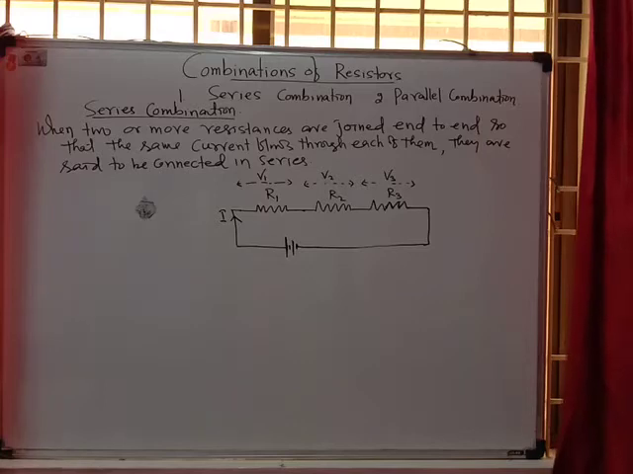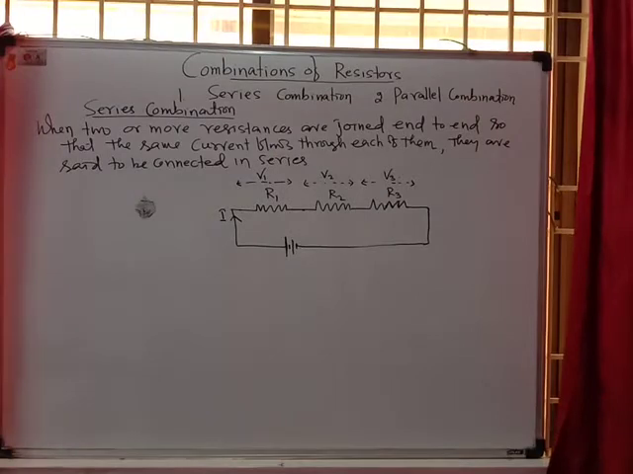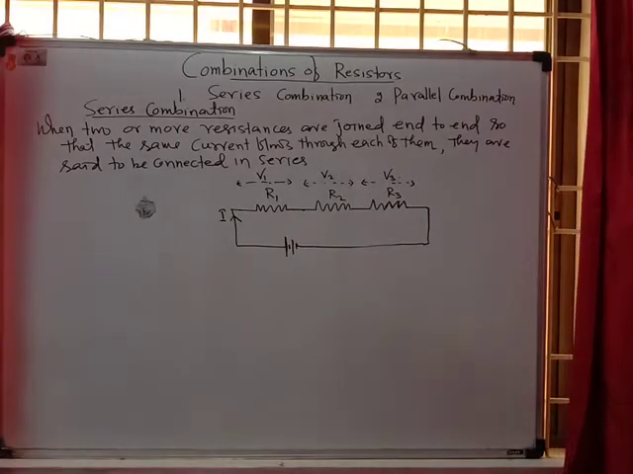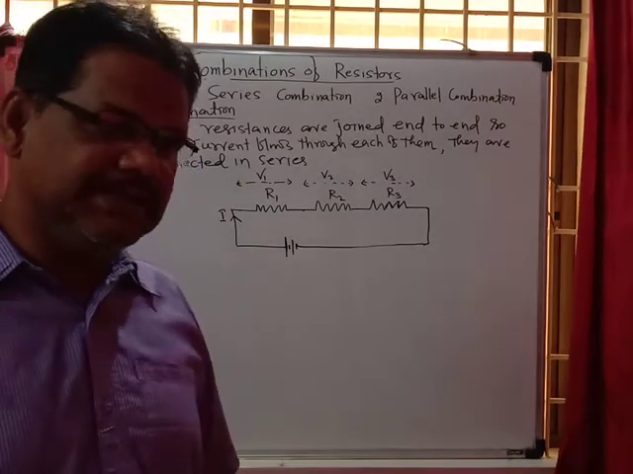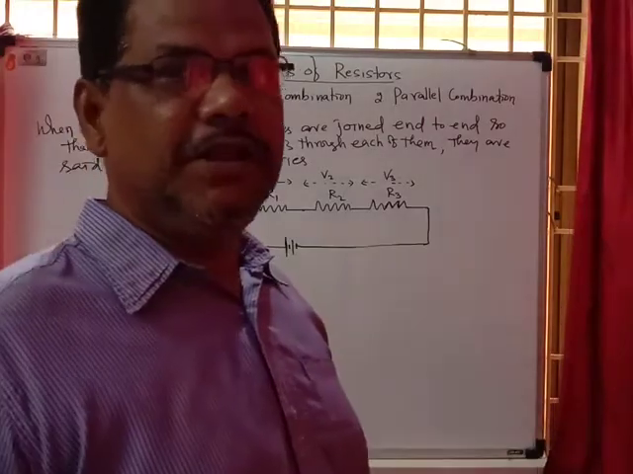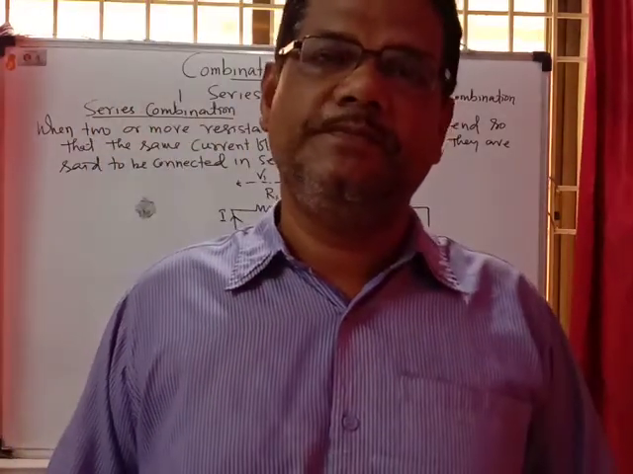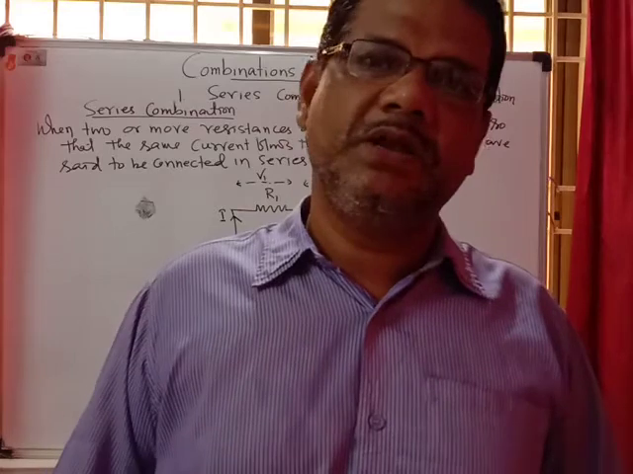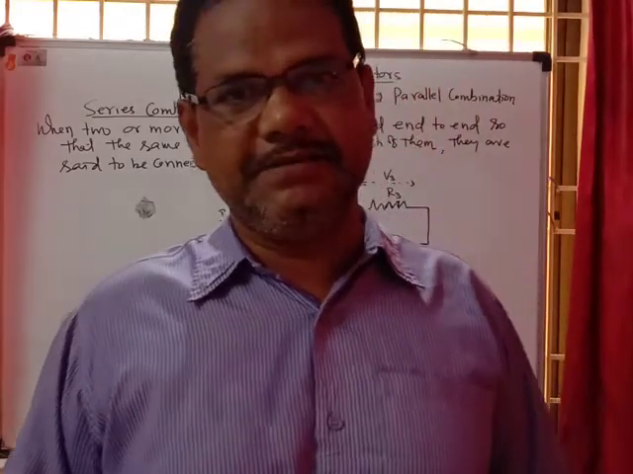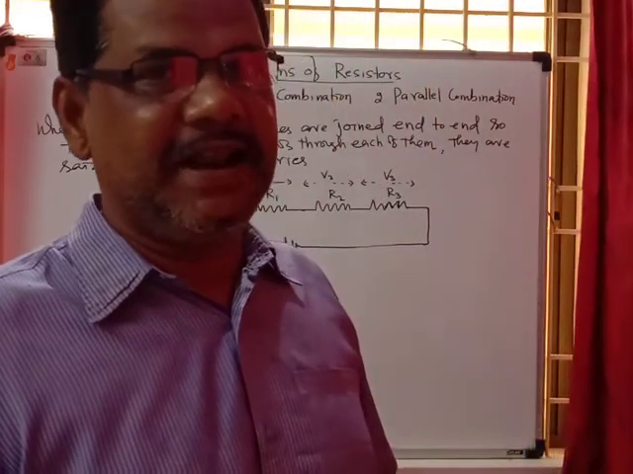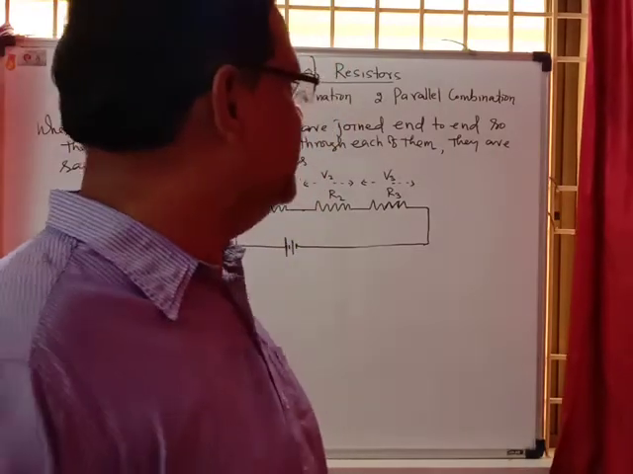Morning students. Today we have to discuss combination of resistors. And you know about resistors, resistances. The unit of resistance is ohm, and from Ohm's law also you know V equal to IR. Potential difference is directly proportional to the current flowing through the conductor.